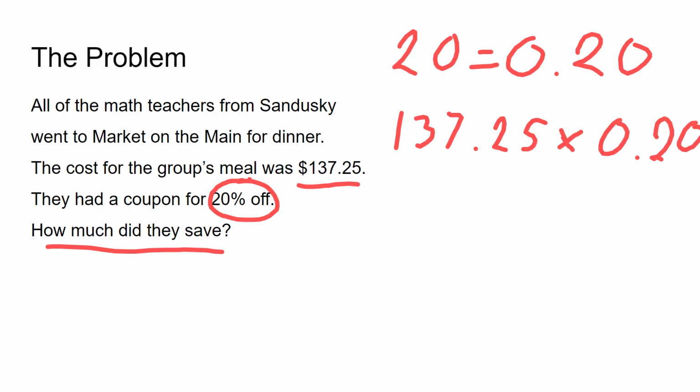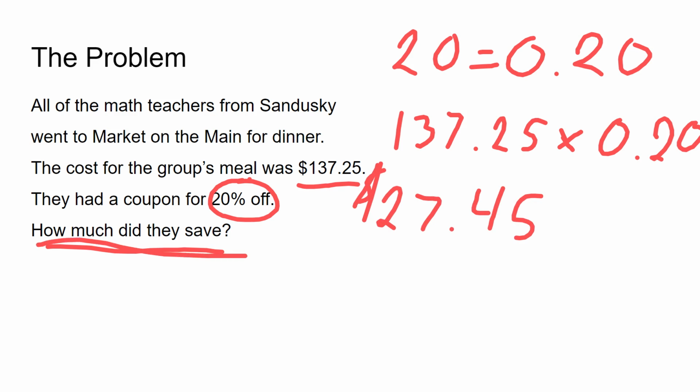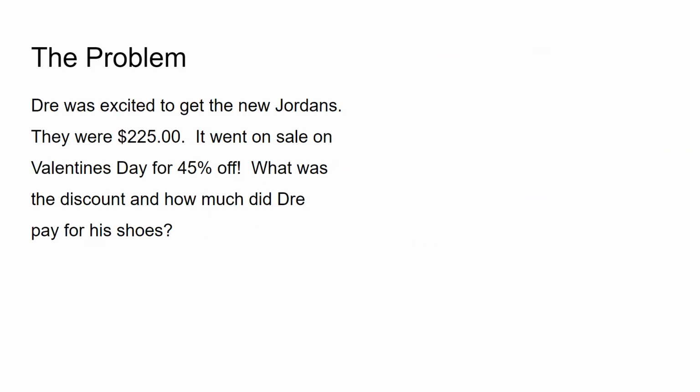All right. So when I did this, it turns into $27.45. Okay. So it says, how much did they save? Well, this is exactly how much we saved when we went to Market at Main. I'm pretty much done. This is a one-step problem. It's only asking for the amount of the discount, and so we're good. So we saved $27.45. All right, let's go ahead and do another one.